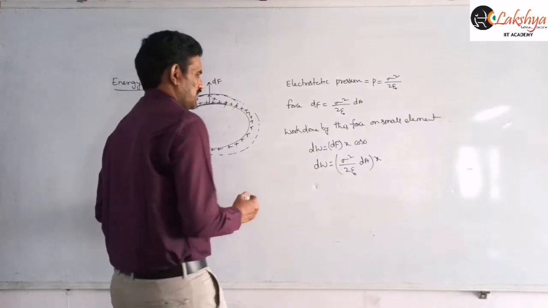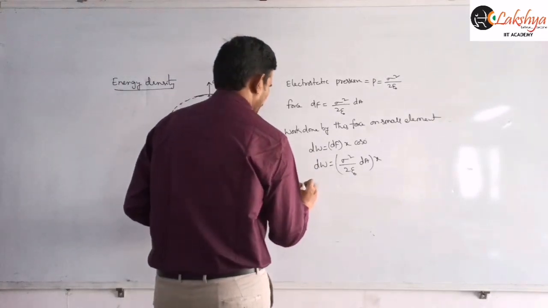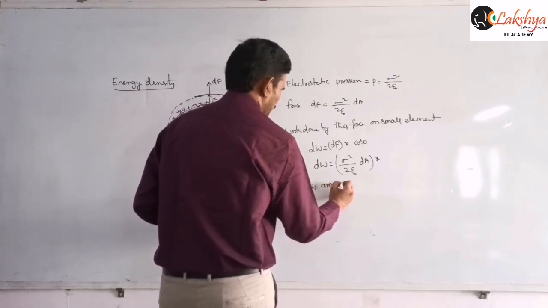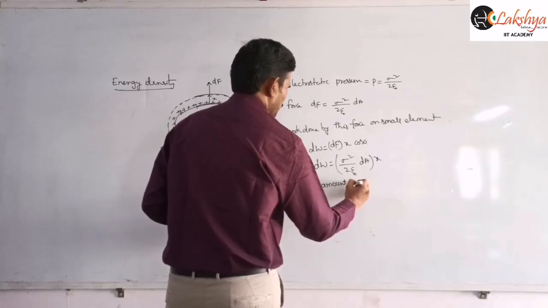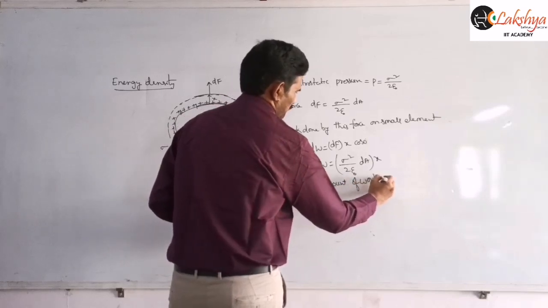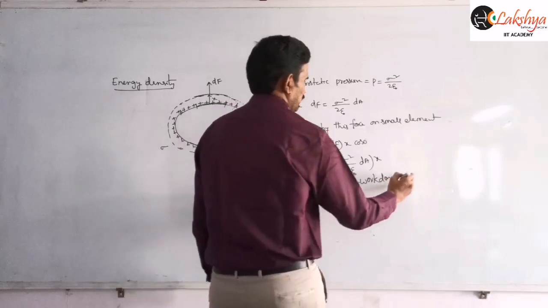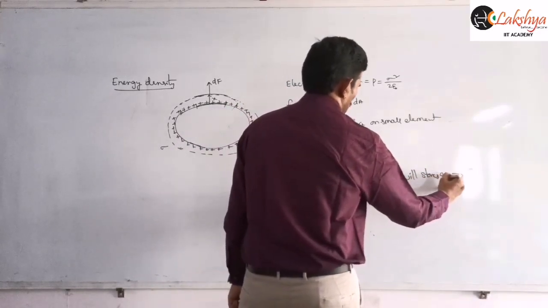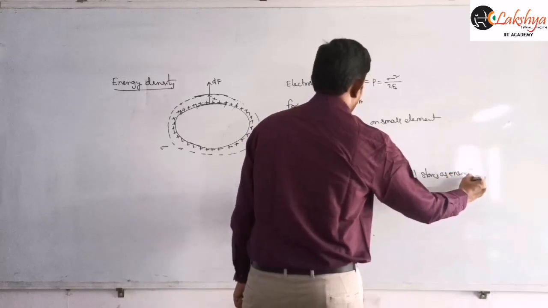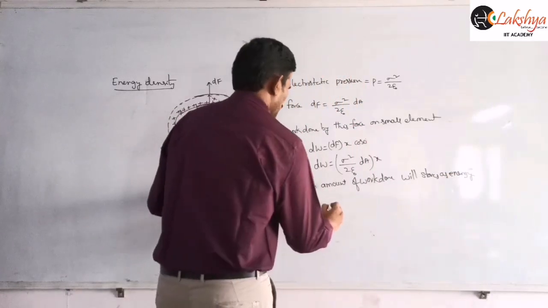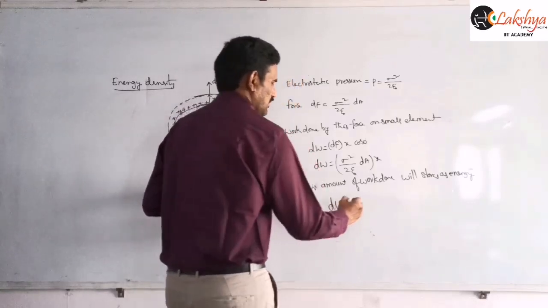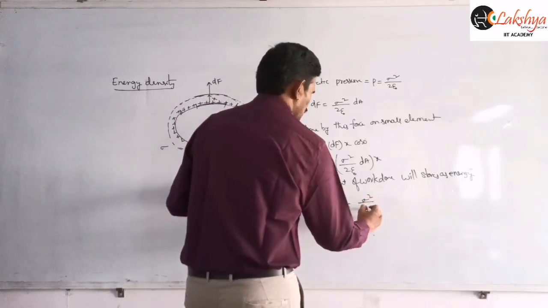So this amount of work done will be stored as energy, and therefore I am writing this dW as dU, energy. This is sigma square by 2 epsilon naught into x into dA.